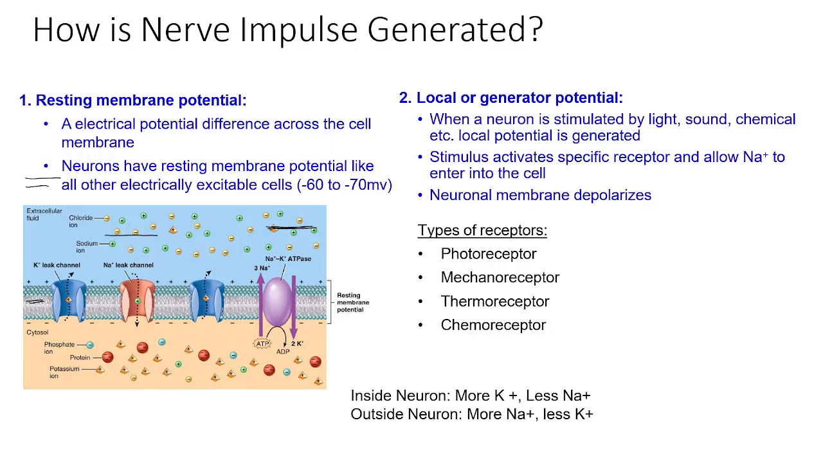The stimulus activates the specific receptors and opens the ion channels, allowing sodium ions to enter and partially depolarizing the membrane. If this depolarization reaches the threshold at the axon hillock, an action potential is triggered.